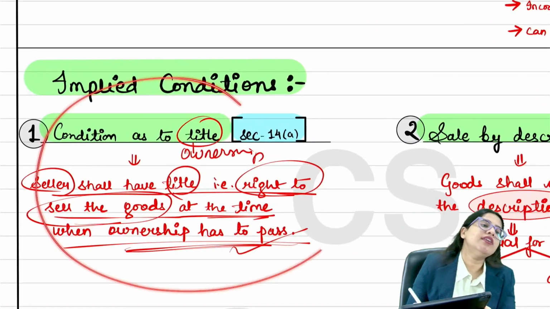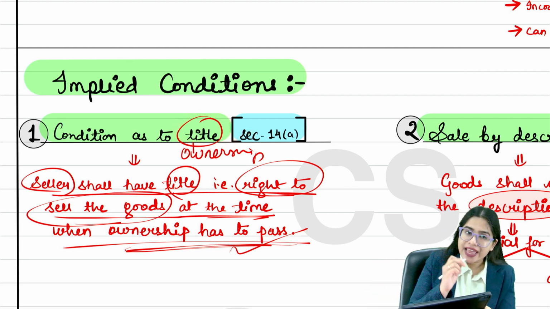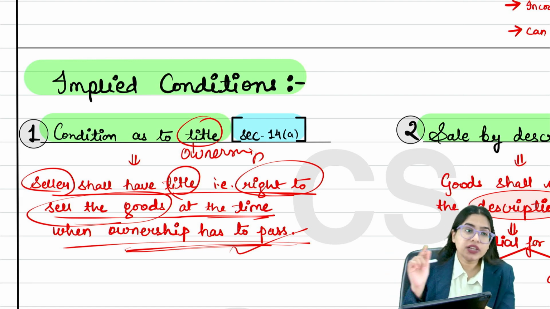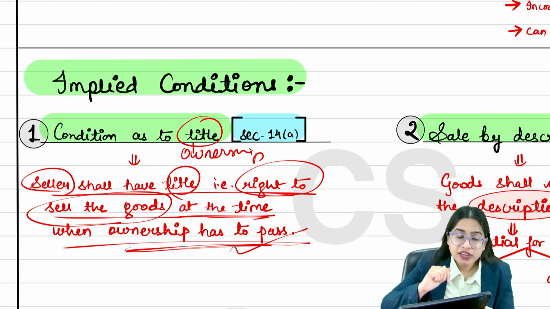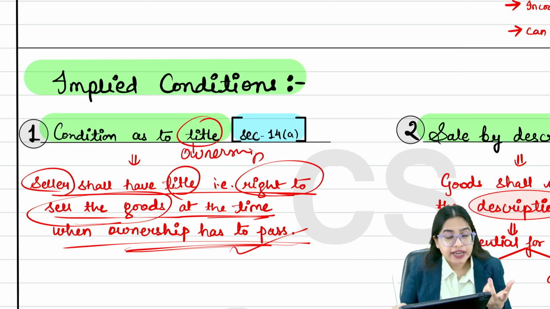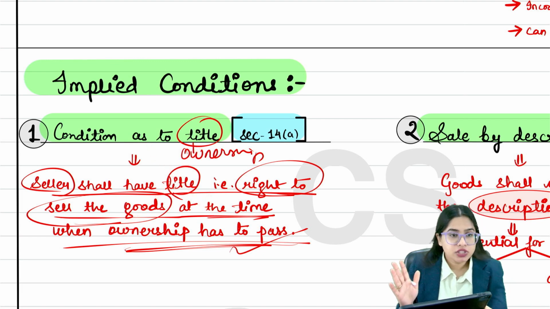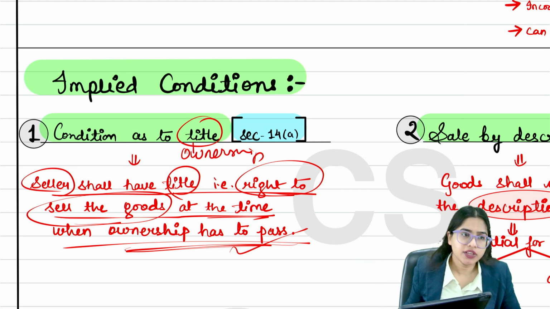The same is the implied condition also. Condition means the seller should have the title, that means he should have ownership while selling the goods to the buyer. Only then will the buyer get good title, only then will the buyer get the ownership. But if it is stolen goods, will the buyer get good title? No. In that case, we will say that there is a breach of condition and you can cancel the contract, return the phone, and claim the refund back.